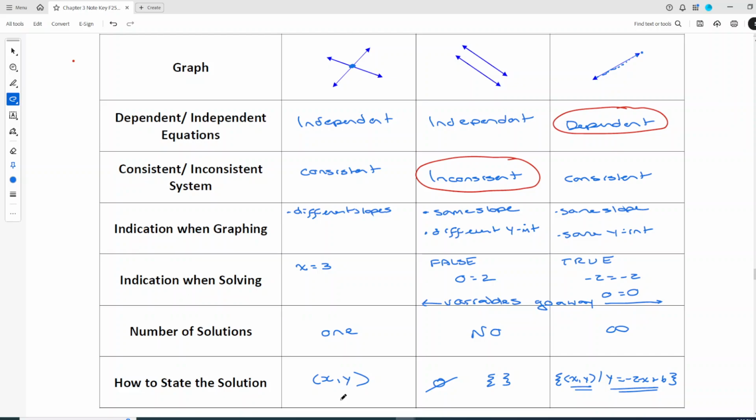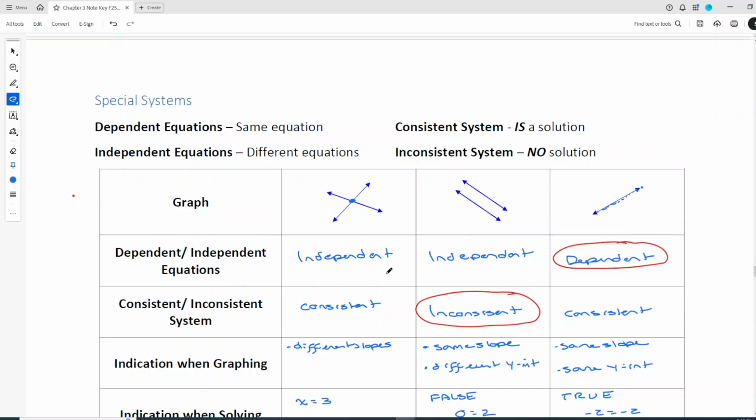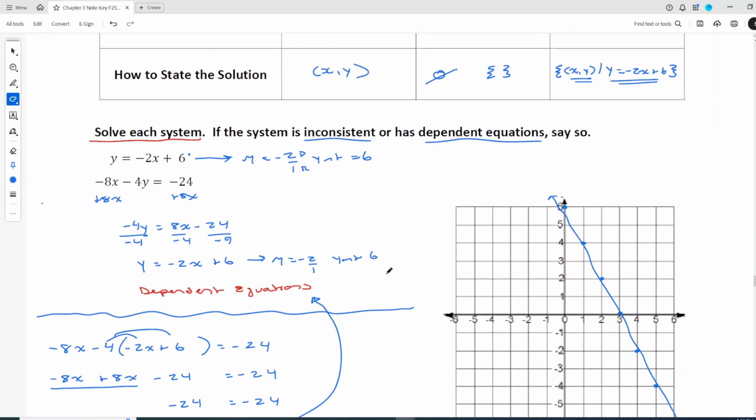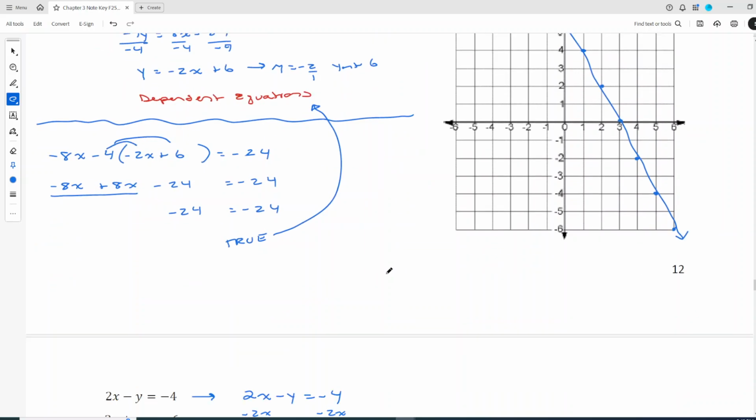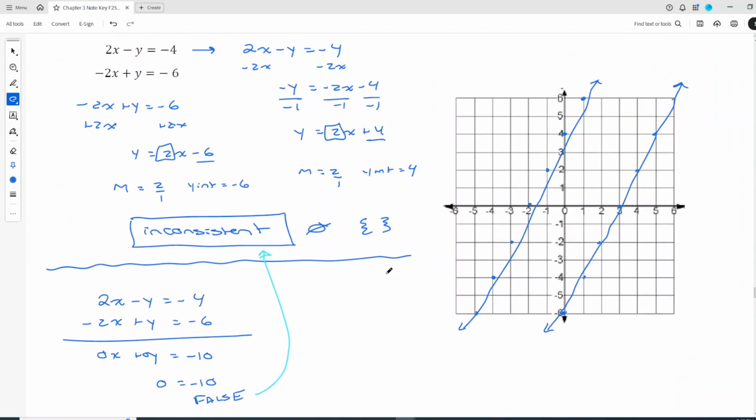Awesome. So sorry about a little bit of confusion in there, but this is your special systems and how you see it via graphing for dependent equations, how you see it graphing for inconsistent systems, and what will happen when you're solving an equation. All right, hope it makes sense.